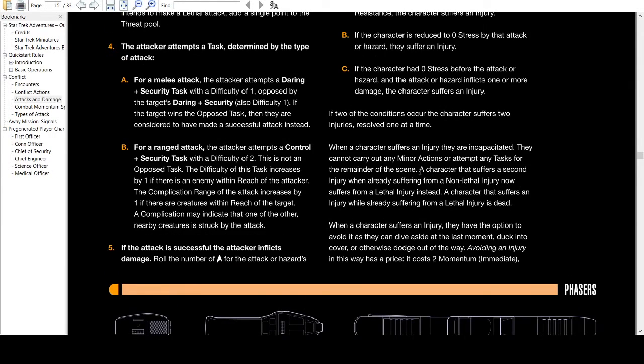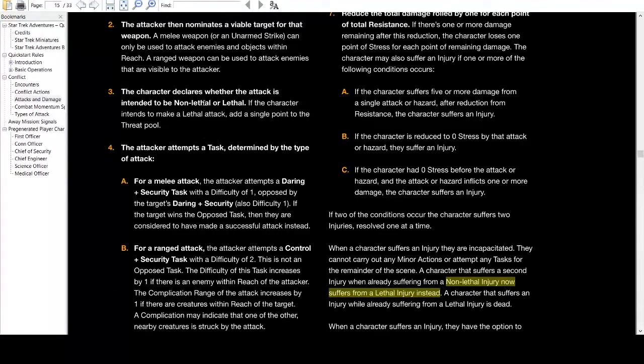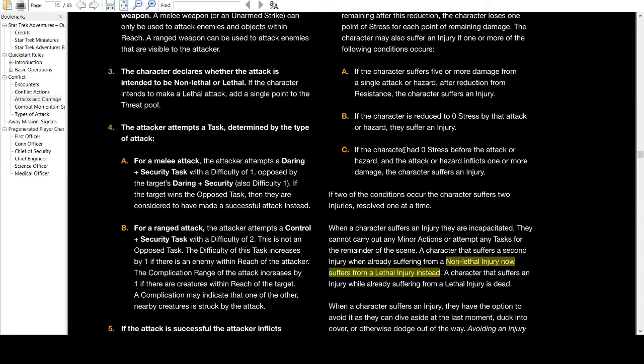I guess maybe it comes in when you suffer a second injury when already suffering from a non-lethal injury. Okay, so the danger point here is they suddenly throw in this idea of non-lethal and lethal injury. Is this related to non-lethal and lethal attacks? Is it also an assumption that every first injury is a non-lethal injury, or can it be a lethal injury if the character decides so? And what is the difference between a non-lethal injury and a lethal injury?